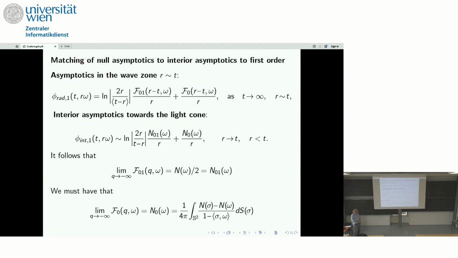Okay, so what have we proven so far? We have proven that in the wave zone, when r is like t, we have this expansion, and in the interior we have this expansion. And now we don't have to be too smart to say that the limit of this, as r minus t goes to minus infinity, should be equal to this, right? And the limit of this should be equal to that. So that's what we're claiming here. But at the same time, those two things are not independent. So it means that this limit has to be equal to this integral. Right.